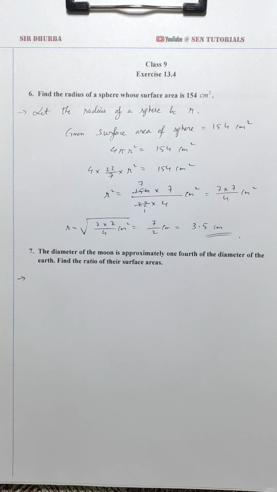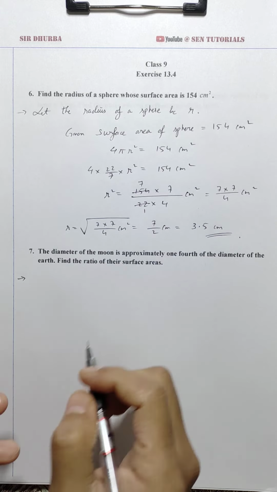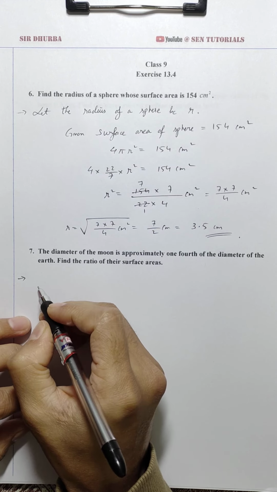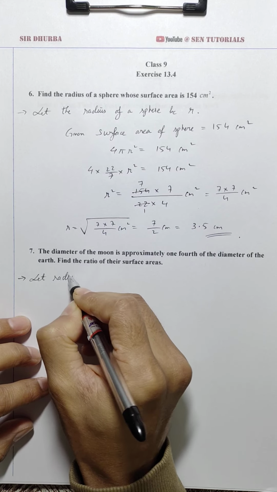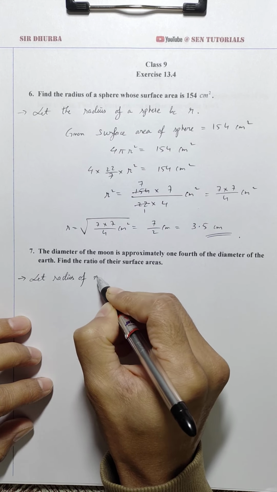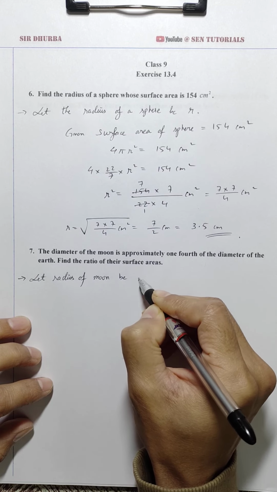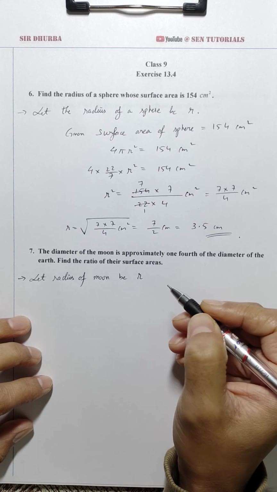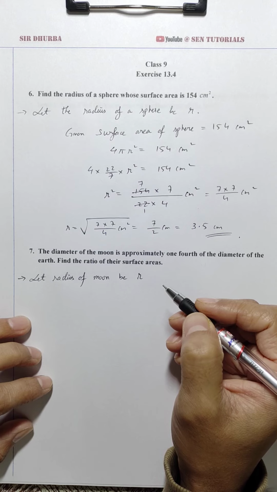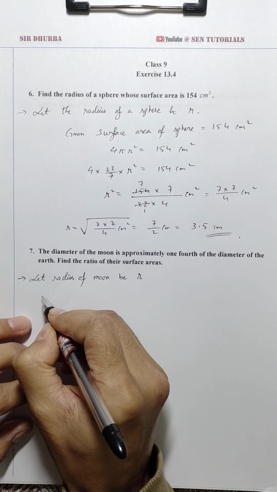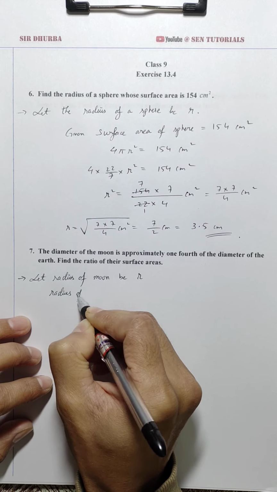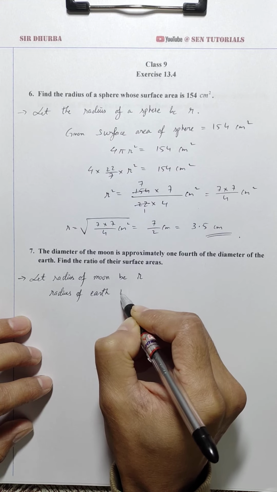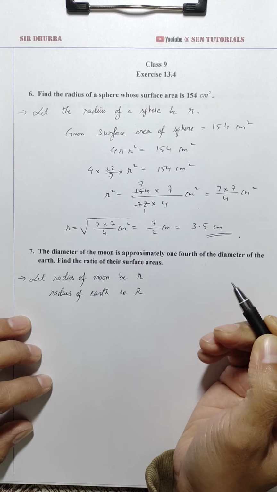Okay. All right, number 7: the diameter of the moon is approximately 1/4 of the diameter of the earth. Find the ratio of the surface areas. Moon and earth, they are spheres. So let us assume the radius of the moon be small r. Definitely, moon is smaller, isn't it? Radius of earth be, let's say, capital R, because earth is bigger.